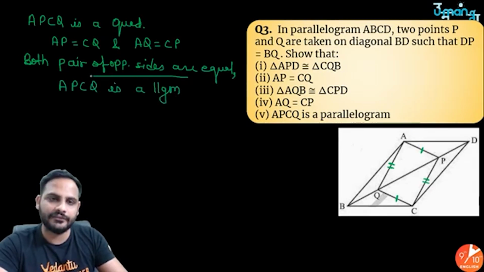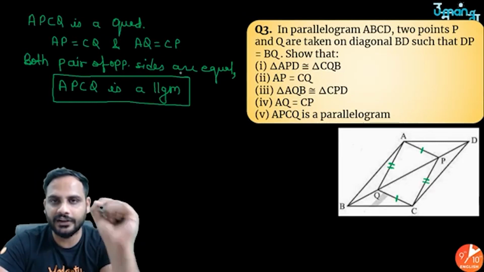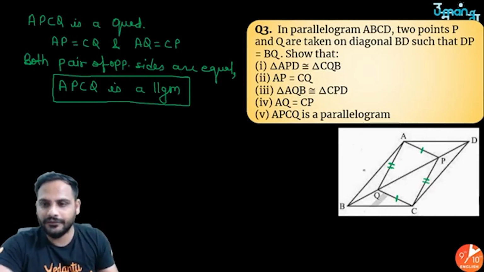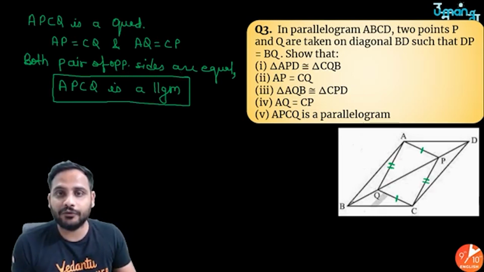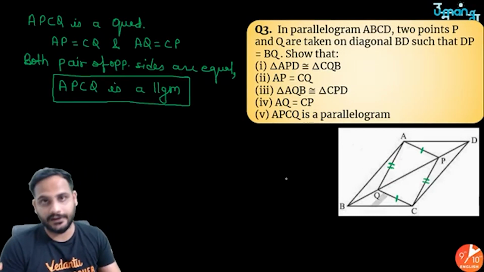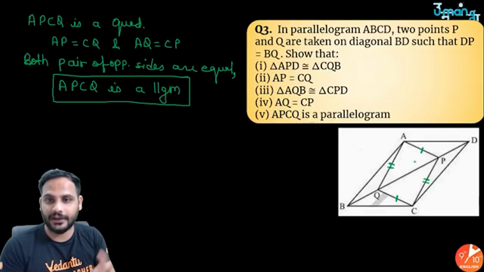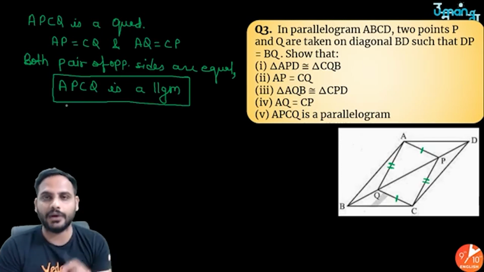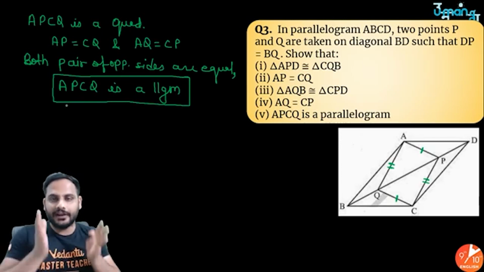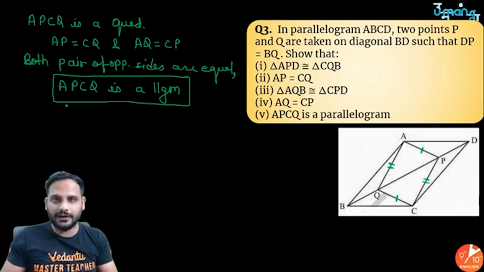Many students will feel, sir, then it will be a rectangle, na? No. If in a quadrilateral both pairs of opposite sides are equal, it is a parallelogram. If it is a rectangle, remember in that case you have to prove that any one angle is also 90 degrees, which we cannot prove over here according to the data. So when in a quadrilateral both pairs of opposite sides are equal, it does not mean it is a rectangle, it means it is a parallelogram.